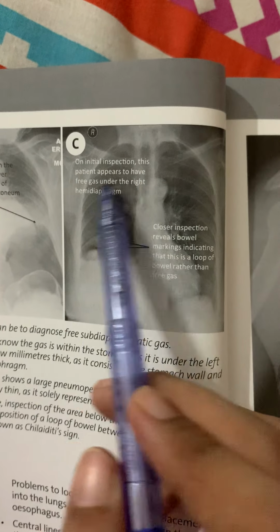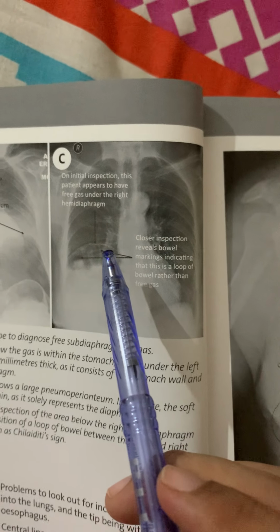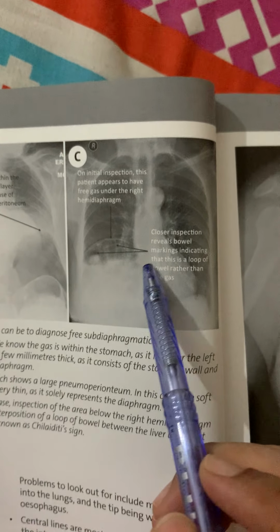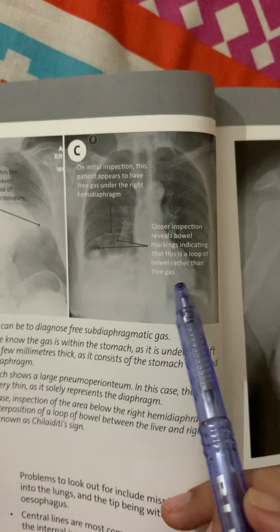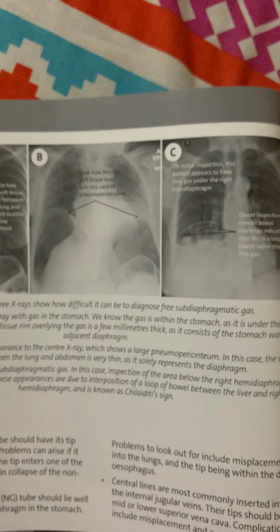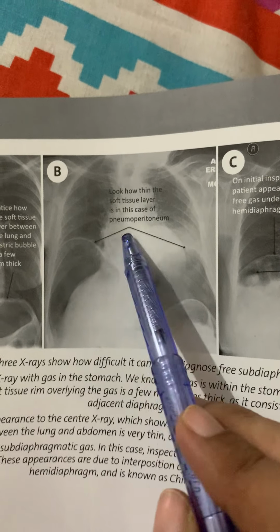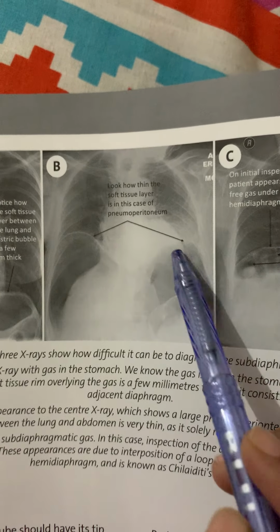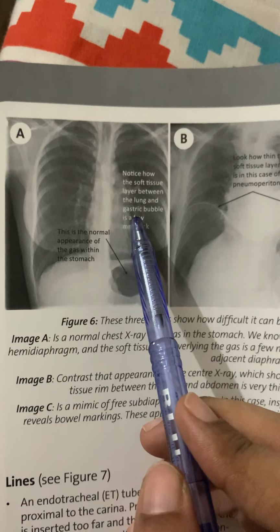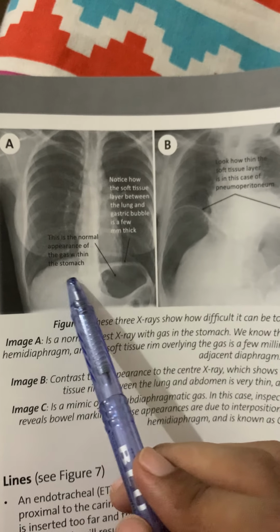On initial inspection, this patient appears to have free gas under the right hemidiaphragm. But on closer inspection, it reveals bowel markings, indicating that this is a loop of bowel rather than free gas. In this image, look how thin the soft tissue layer is in this case of pneumoperitoneum. And in this, notice that the soft tissue layer between the lung and gastric bubble is a few millimeters thick, and is the normal appearance of the gas within the stomach.